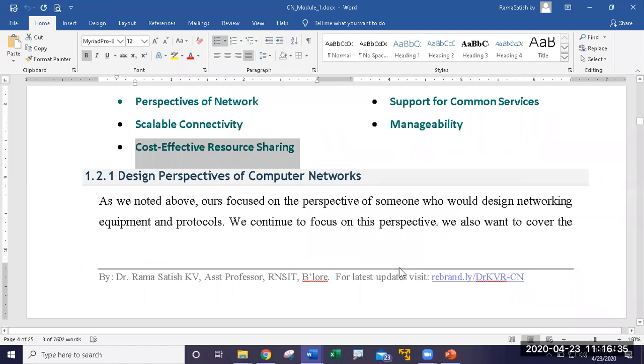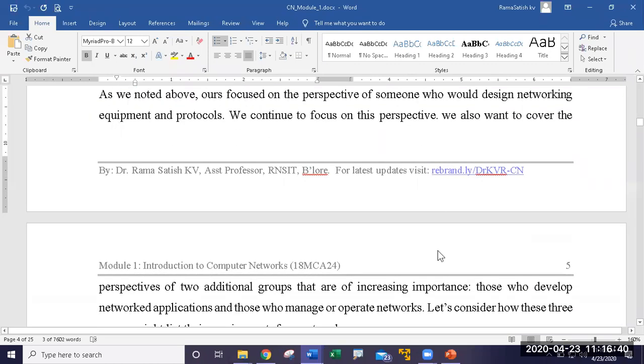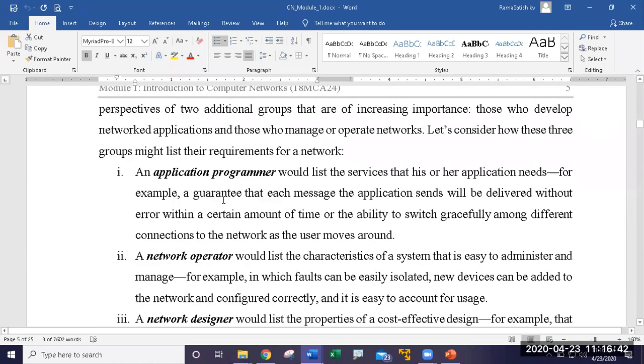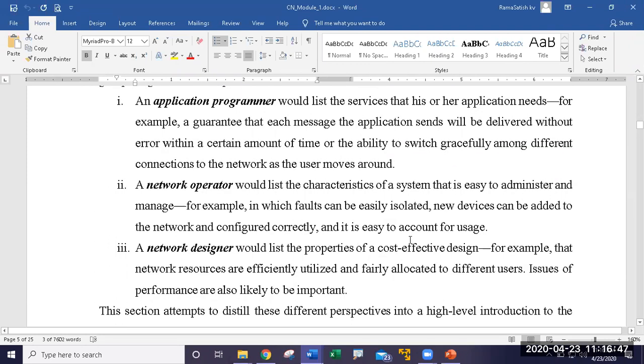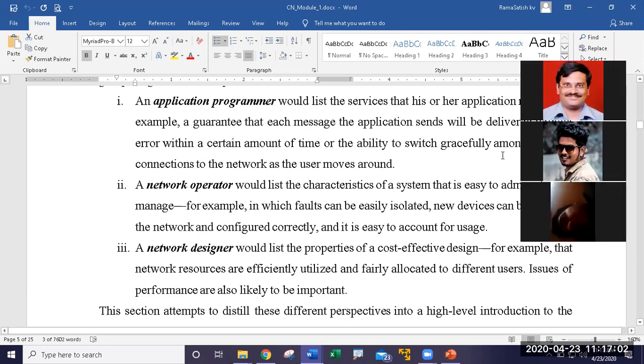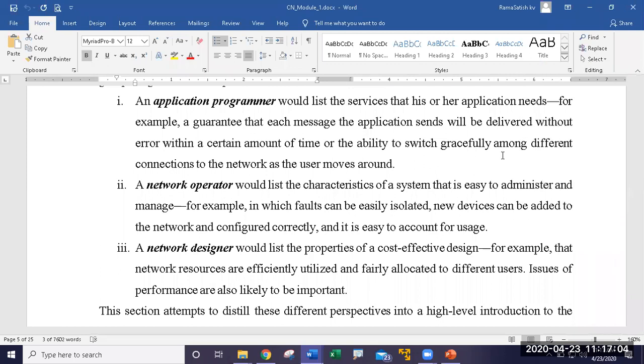Whenever you are designing a computer network, the first and foremost thing is that three people come into play: the application programmer, the network operator, and the network designer. You have to build a network in such a way that the programmer can use it according to his programming components, so accordingly it has to be there.